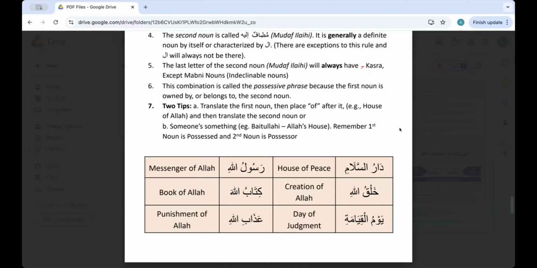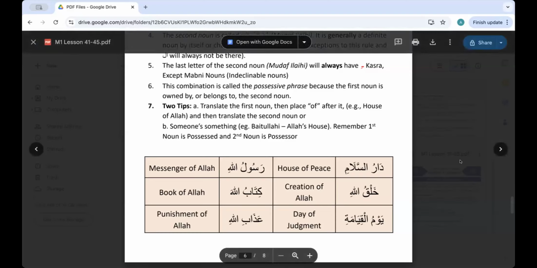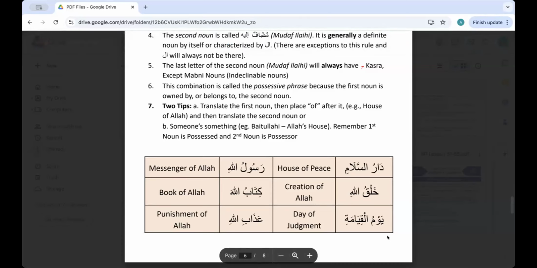Next person. Anyone? Anyone? Mahmuda Akhtar. Nisa. Assalamu alaikum wa rahmatullahi wa barakatuh. Wa alaikum assalam wa rahmatullahi wa barakatuh. Which one shall I say? The bottom line.